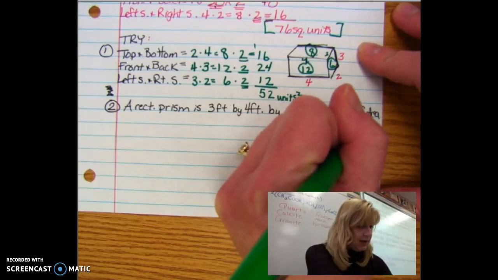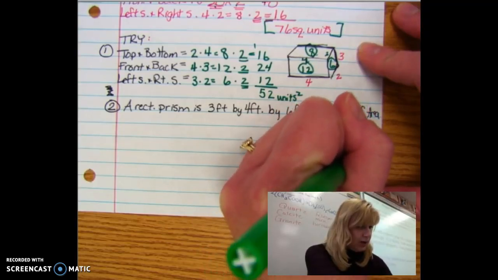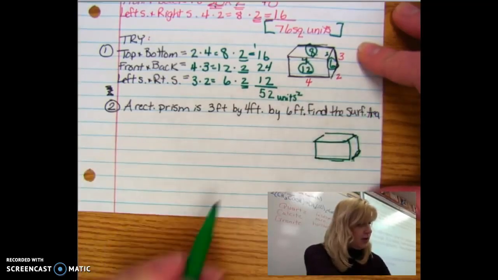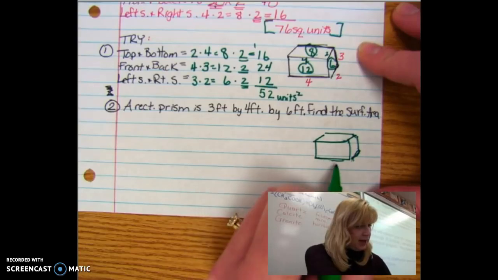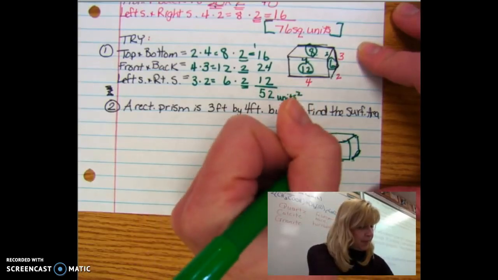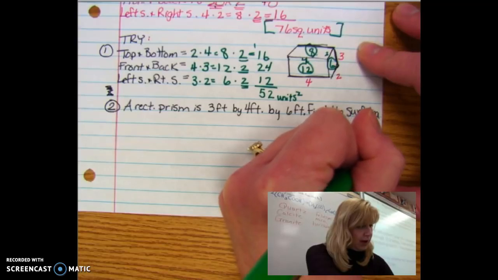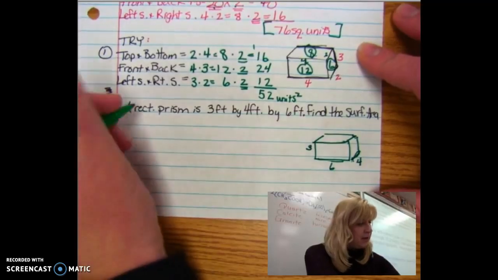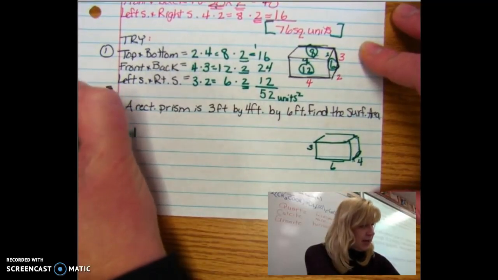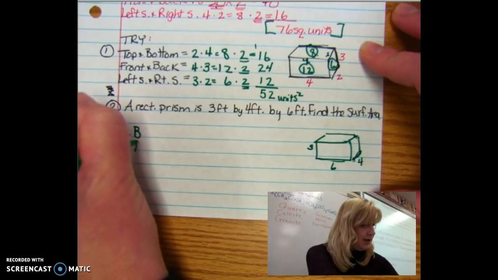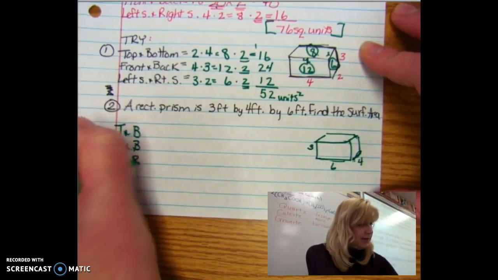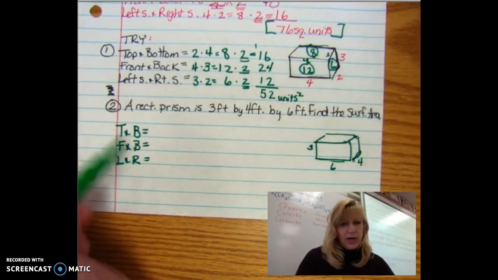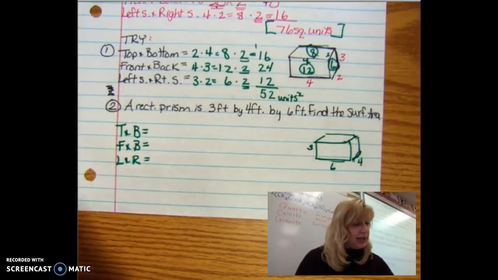It doesn't really matter which direction. So I'm going to do the 6s right here, and I'm going to do the 4 and the 3 here. And I'm going to do T and B, F and B, left and right, just to abbreviate. Again, you need a way to keep track of your numbers, or they're going to go all kinds of crazy on you.